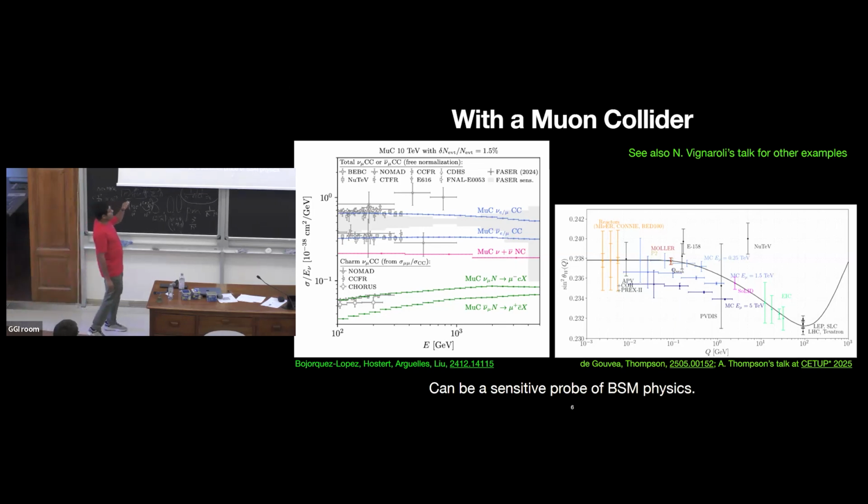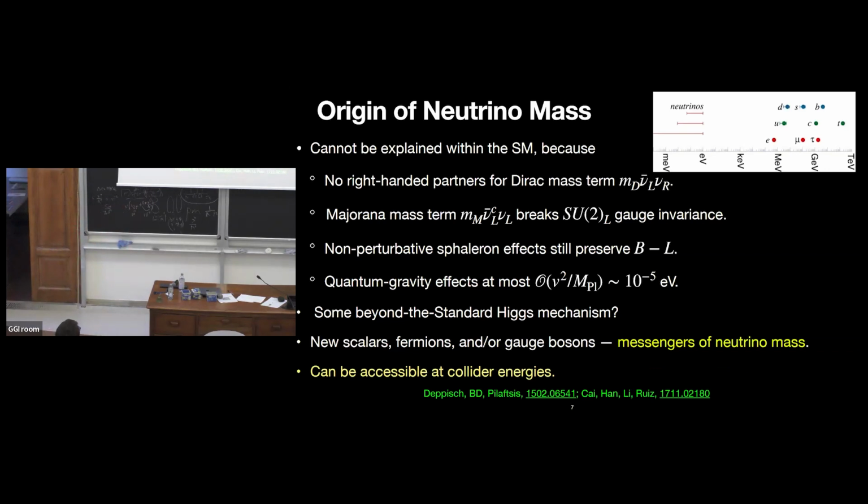So these are just some examples. We saw that not only can we do precision standard model physics, but they can also be sensitive probes of BSM physics. For instance, if you had some BSM interactions going on at some high energy scale, then you can also be sensitive to that effect here. So this is really impressive. All right, but that's not the topic of my talk. So I'll mostly focus on the neutrino mass mechanism and tell you what a muon collider can do.